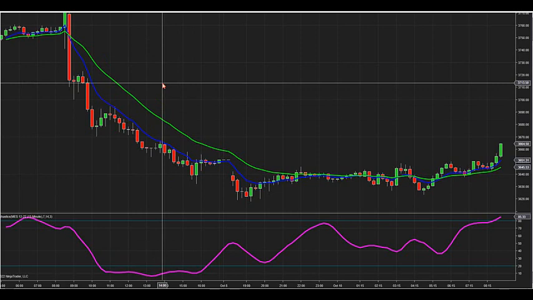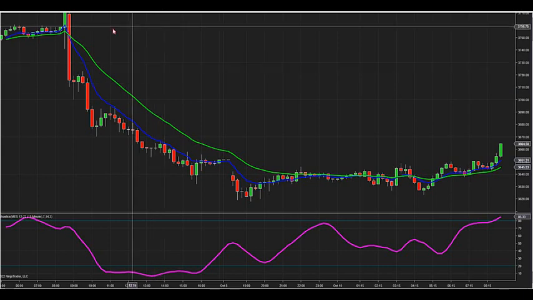So that's something I'm going to do. I like to look at the daily, I like to look at the weekly, just for the big picture. I'm showing traders how to do that when I'm in the room talking on the mic.